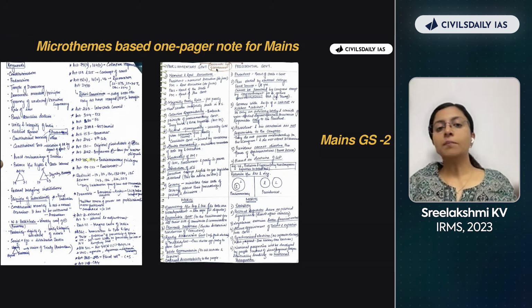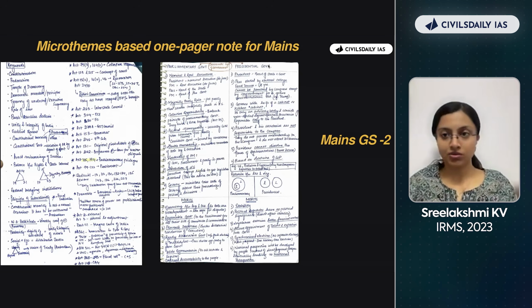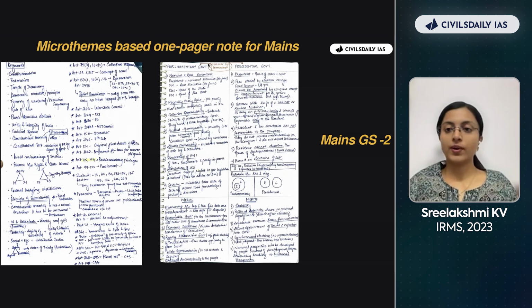Now, here, parliamentary government versus presidential government. This is a probable important micro theme that could be asked. So I've divided the page. I've made a tabular format, and I have written down all the provisions. For parliamentary government, I have written these provisions, and for presidential, those provisions.